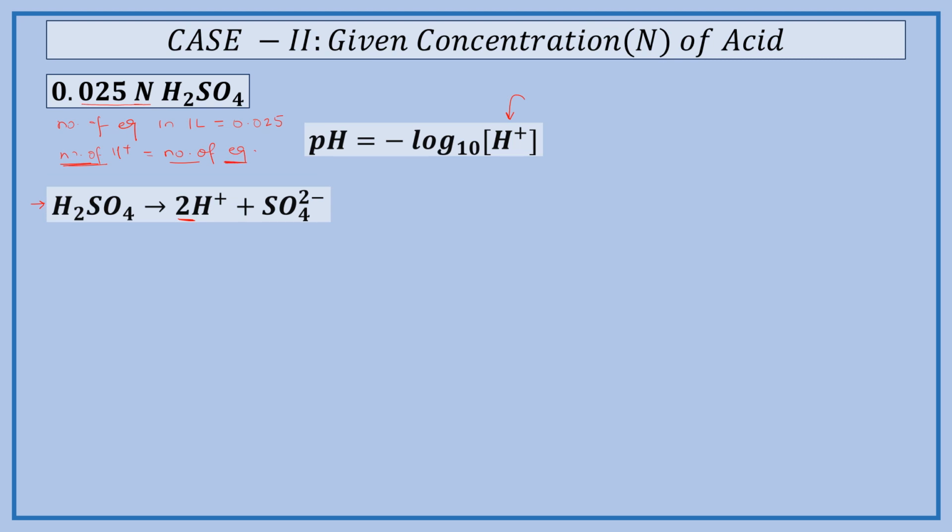When the concentration is given in terms of normality, it does not depend upon the basicity of the acid. 0.025 normal HCl solution will give us 0.025 moles of H plus. 0.025 normal H2SO4 solution will also give us 0.025 molar H plus. So the concentration of H plus will become 0.025 moles per liter. We are keeping the volume in our examples to be equal to 1 liter.